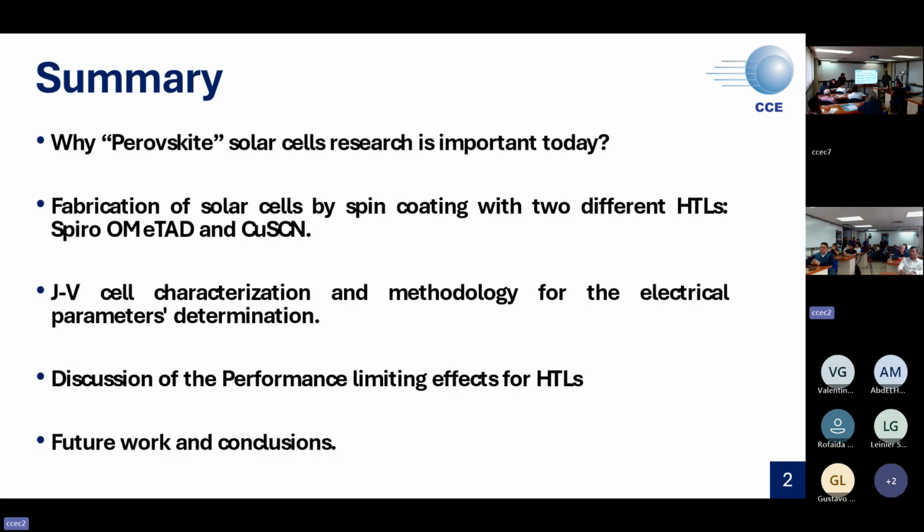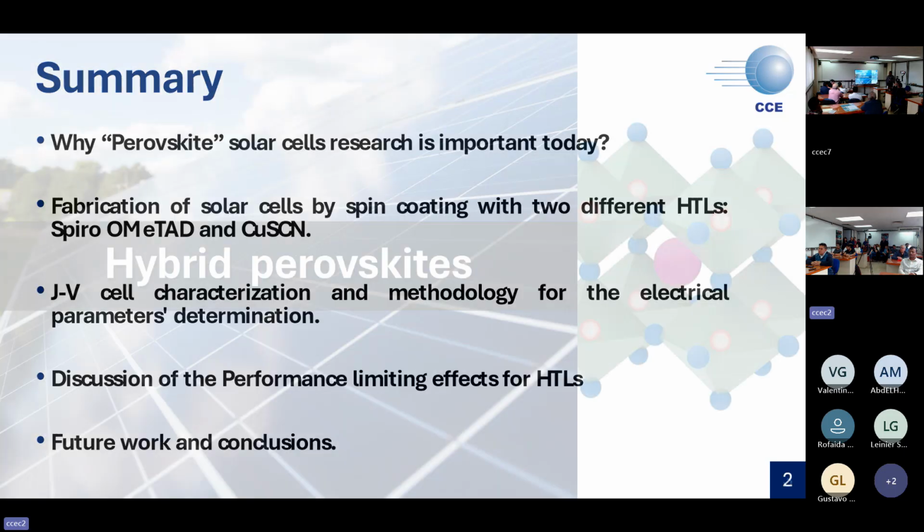Okay, the topics of this presentation are why perovskite solar cells research is important today. I talk about the fabrication of solar cells by the spin coating method with two different hole transport layers, the common reference spiro-OMeTAD and a copper-based alternative. And I show the J-V cell characterization and methodology for the electrical parameters determination, the discussion of the performance limiting effects for hole transport layers, and the future work and conclusions.